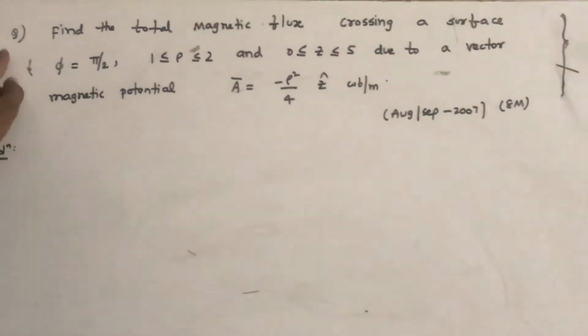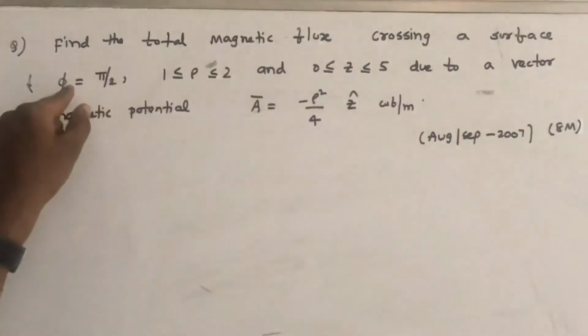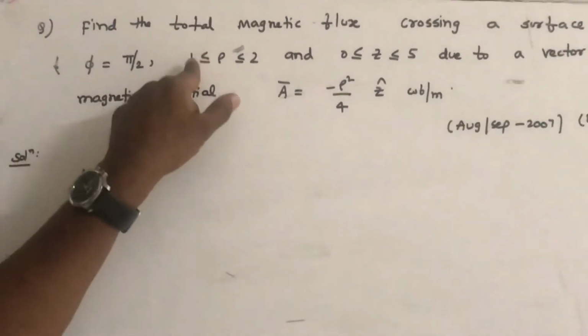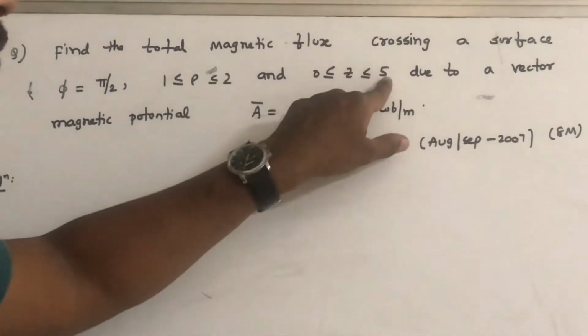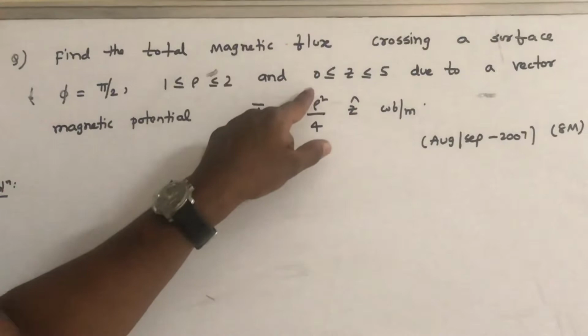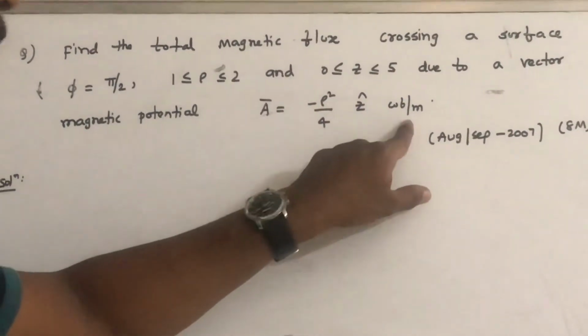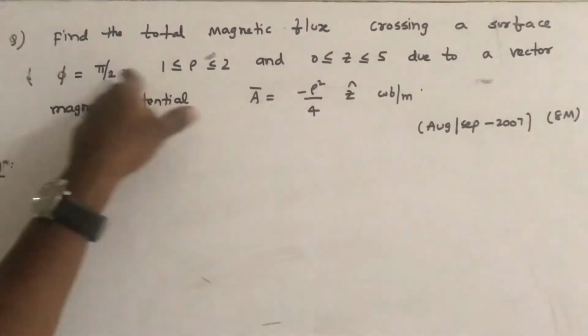Hi, the question: find the total magnetic flux crossing the surface phi equal to pi by 2, where rho is varying from 1 to 2 and z is varying from 0 to 5, due to a vector magnetic potential A bar equal to minus rho square by 4 z cap Weber per meter square. It is asked to find the magnetic flux crossing the given surface.